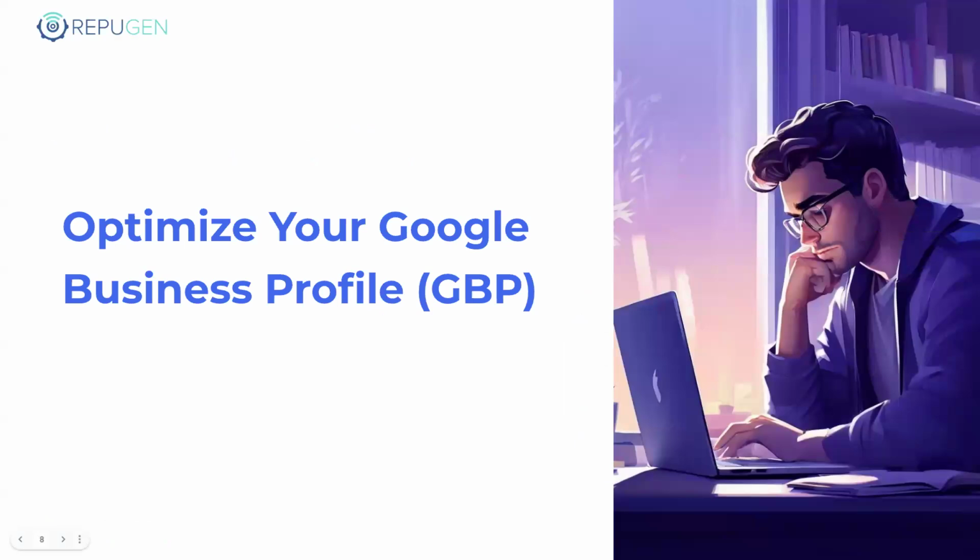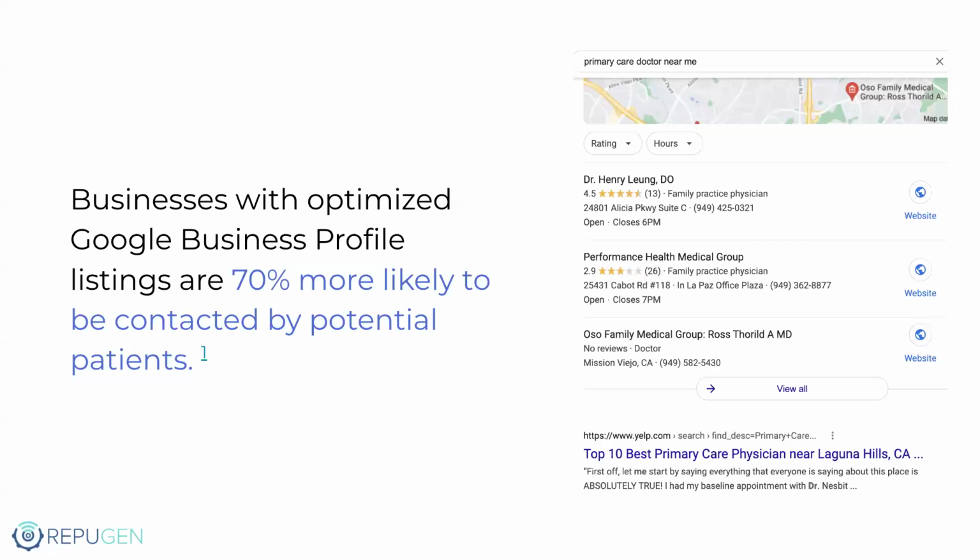And now let's talk about how crucial it is to optimize your Google Business Profile. Your Google Business Profile serves as your practice's digital storefront, and optimizing it enhances visibility in local search results. Optimizing it ensures your practice shows up prominently in local search results, making it easier for potential patients to find you. Studies reveal a significant advantage for practices with optimized profiles. They experience a 70% increase in the likelihood of being contacted by potential patients. This translates to more patient inquiries and ultimately more appointments for your practice.